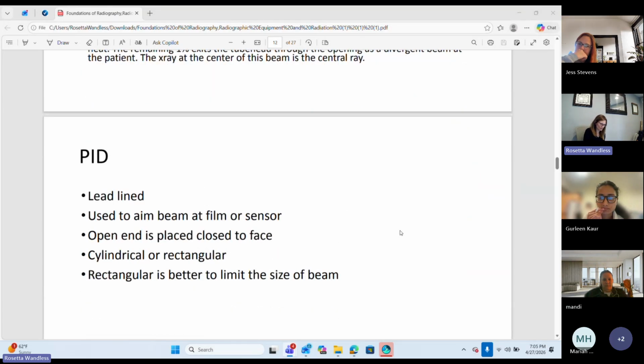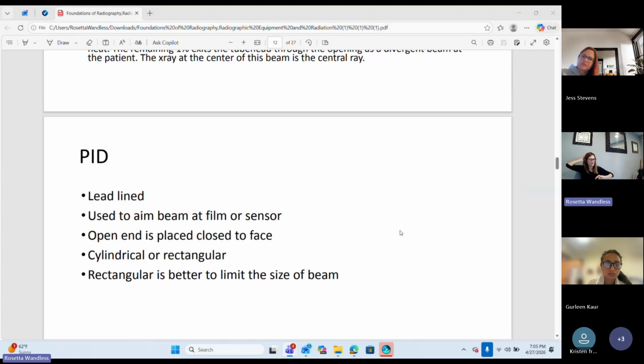So now let's dive a little deeper into a couple of other parts of this. We started with the X-ray tube, the glass tube. Now we're going to talk about the PID, the position indicating device. We know that it's lead lined. Why is it needed to be lead lined? If it was aluminum or plastic, that primary beam would come out and just scatter immediately. It would be crazy, right? We wouldn't see it, but we would know that all the energy is getting exposed everywhere. So we know it's lead lined.